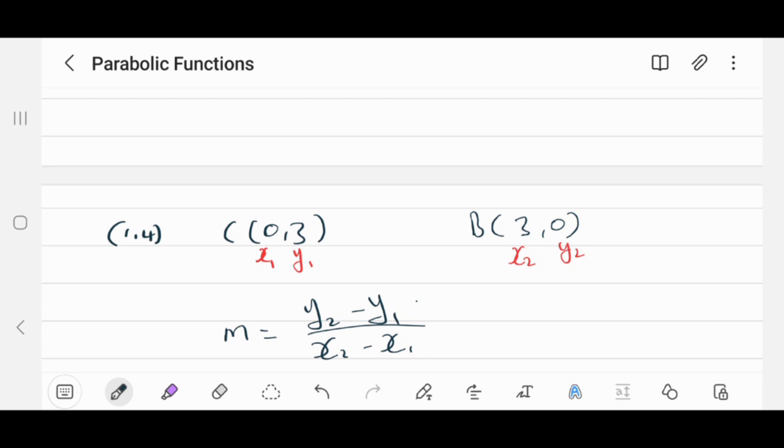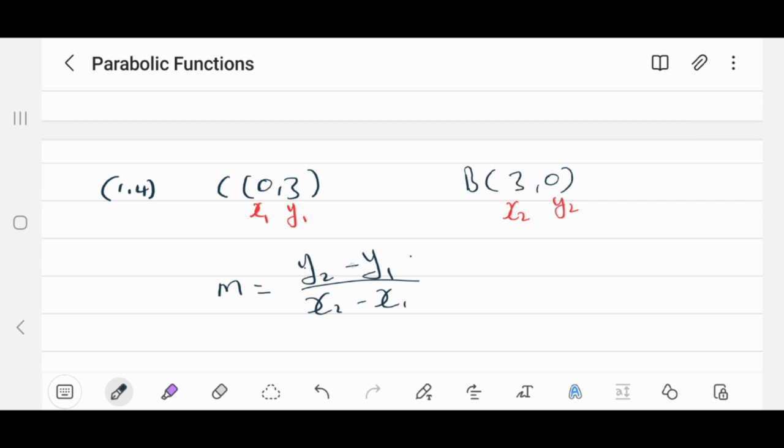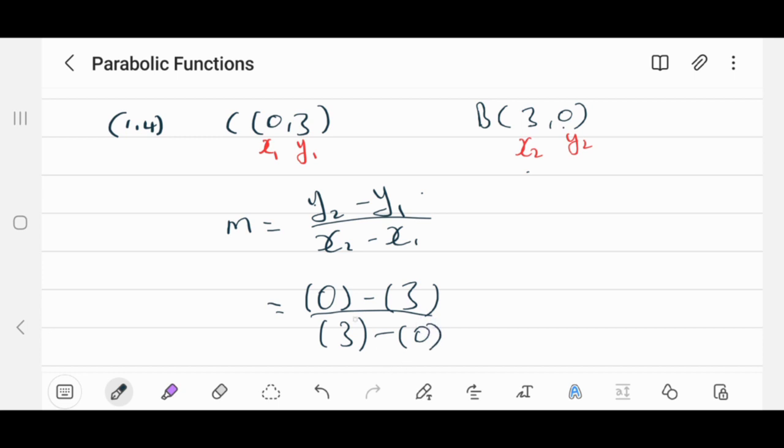The Y must always be on top and the X must be at the bottom. You can say Y1 minus Y2, but here it's also going to start with X1 minus X2. I only stick to this because I do not want to confuse myself. Now my Y2 is 0 in the bracket because I'm substituting. My Y1 is 3. My X2 is 3. My X1 is 0.